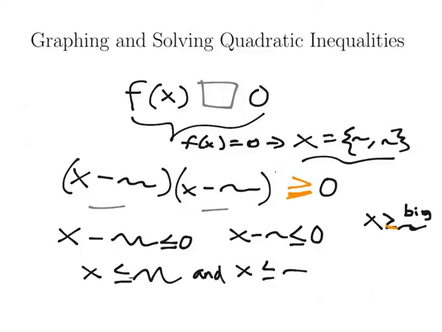Because I'm saying x is less than or equal to this number, it has to be the smaller number in order to cover both of these. So x has to be less than or equal to the small squiggle. And either one of these could be the case.